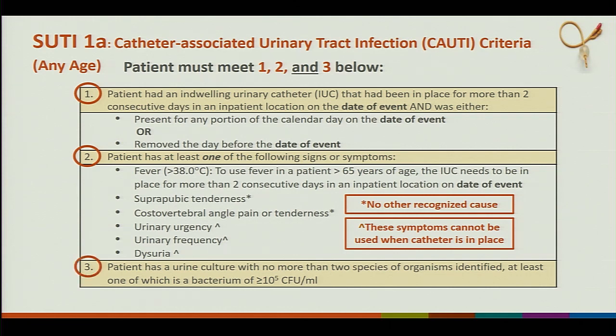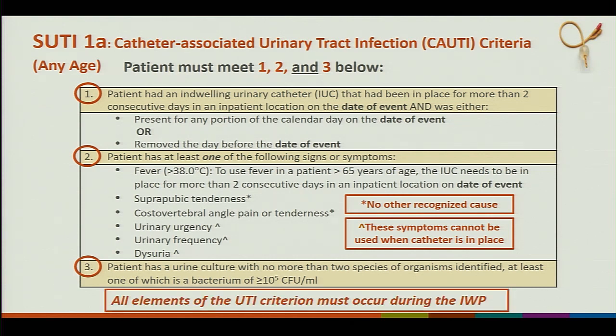And then the third, the patient has a urine culture with no more than 2 species of organisms identified. At least one must be a bacterium greater than or equal to 100,000. And remember, all the elements of the UTI must occur during the IWP.